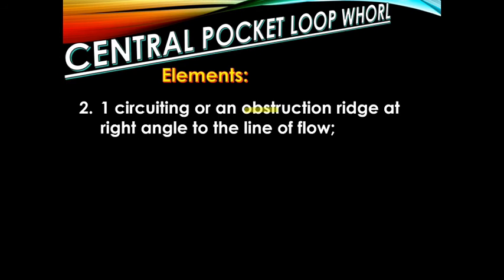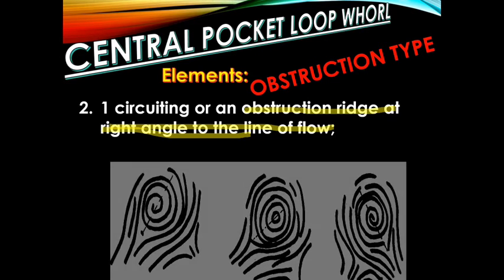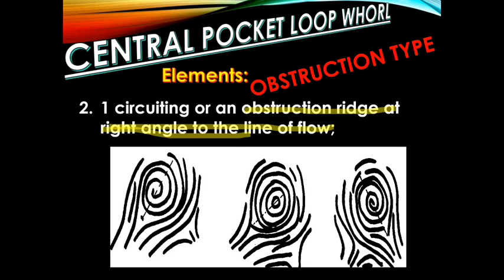The second is an obstruction ridge at right angle to the line of flow. This is known as the obstruction type. In this figure, you can see the imaginary line. This imaginary line is actually the line of flow. It is determined by drawing an imaginary line between the inner delta and the center of the innermost recurving ridge. So if you look at it, this is the imaginary line.